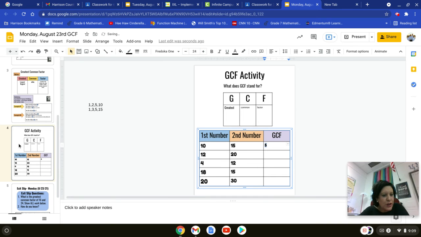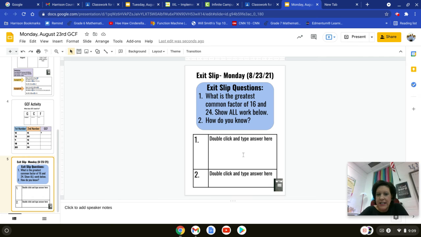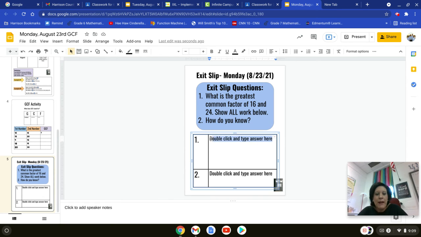Now I want you to look at your exit slip for today. What is the greatest common factor of 16 and 24? So just like I showed you how to make that list, maybe you make that list here, and then how do you know? How do you know the number that you found was the GCF of 16 and 24? Make sure you have a completed list of factors. Don't stop. Keep going until you run into yourself and know that you found them all. I hope that makes sense.